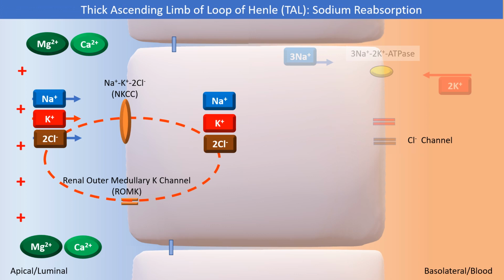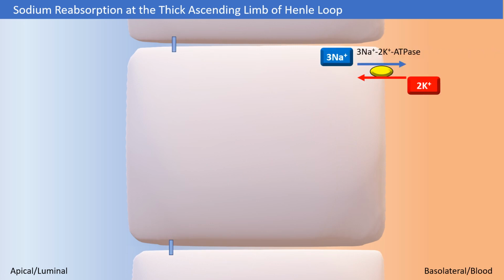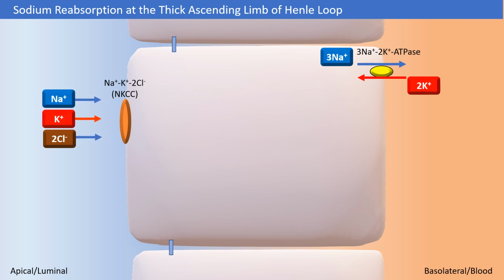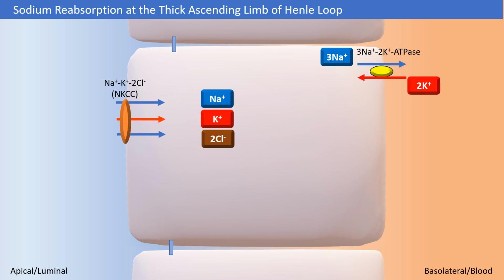To target sodium reabsorption at the thick ascending limb of loop of Henle, we need to review how sodium is reabsorbed here. Here is a thick ascending limb of loop of Henle, apical and basolateral sites, and the ubiquitous basolateral sodium-potassium ATPase transporter. On the apical side, we have the sodium-potassium-2-chloride cotransporter, known as NKCC, which serves to reabsorb sodium, potassium, and chloride from the lumen.